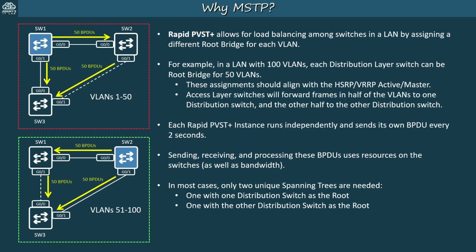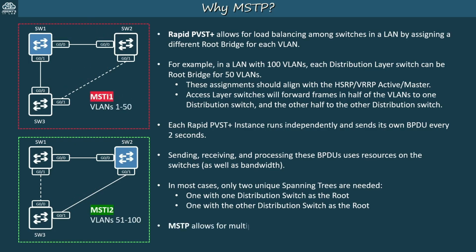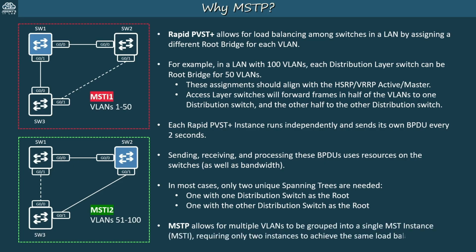So what's the solution? Of course, it's MSTP. MSTP allows for multiple VLANs to be grouped into a single MST instance, called an MSTI, requiring only 2 instances to achieve the same load balancing. Notice that up top, VLANs 1 to 50 are grouped into MSTI1. Similarly, VLANs 51 to 100 are grouped into MSTI2. This reduces the resources used by spanning tree protocol, while providing the load balancing and rapid convergence of rapid-pvst+.